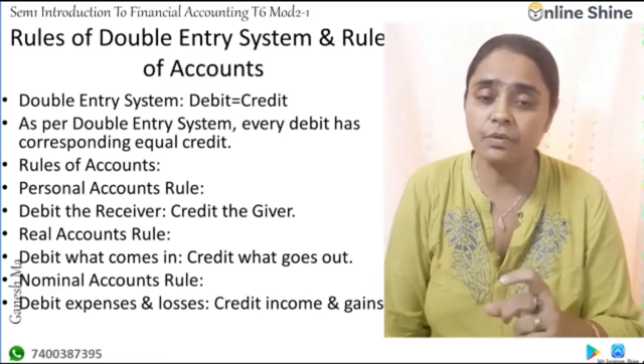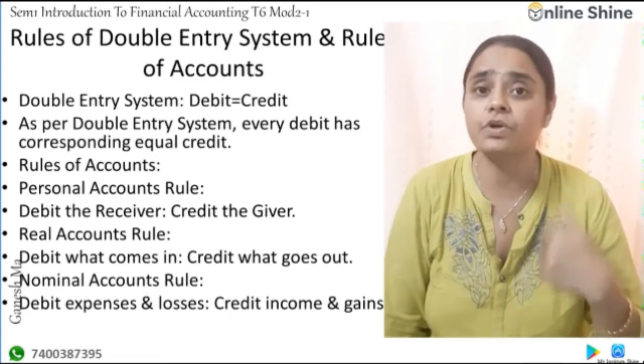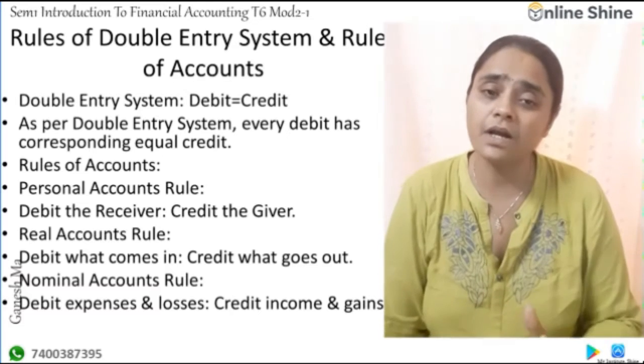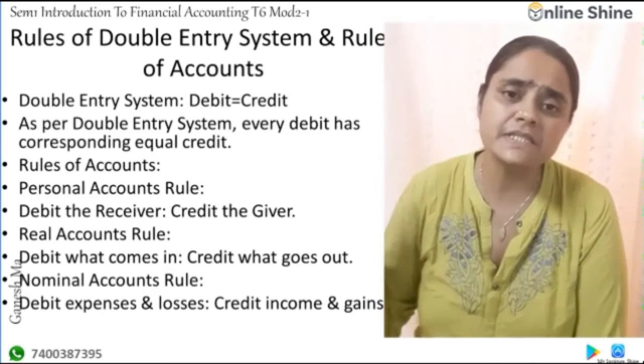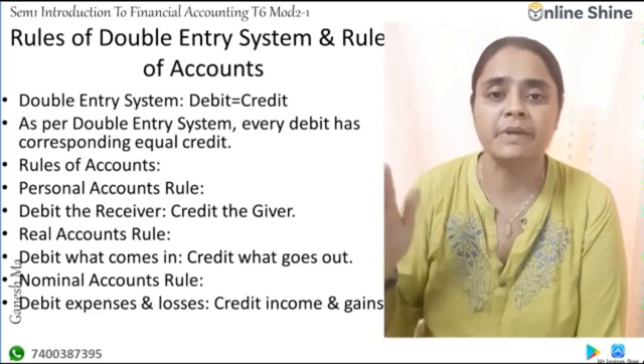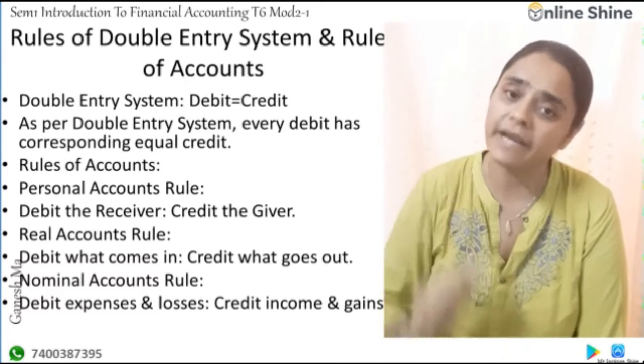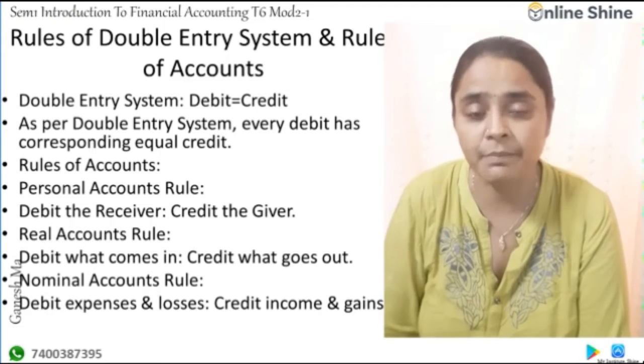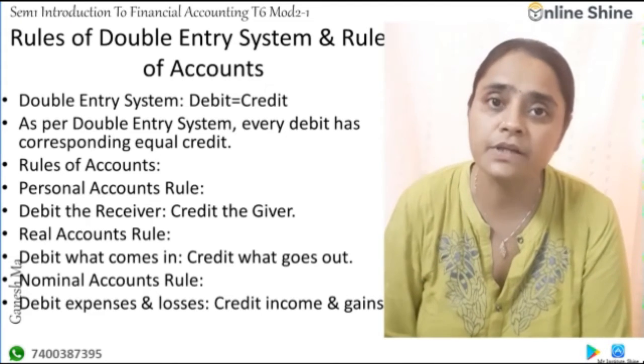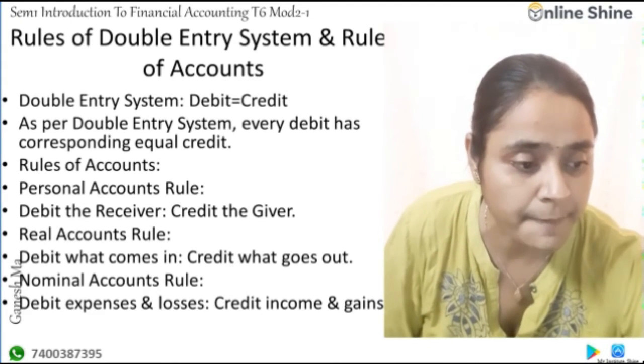Rule for the real account is debit what comes in, credit what goes out. And rule for the nominal account is debit all expenses and losses and credit all income and gains. These are the three fundamental rules of the personal account, real account and the nominal account, which you have to always keep in mind, and accordingly you have to give effect in your transactions or in your journal entry.